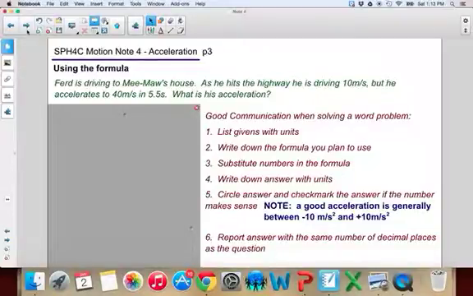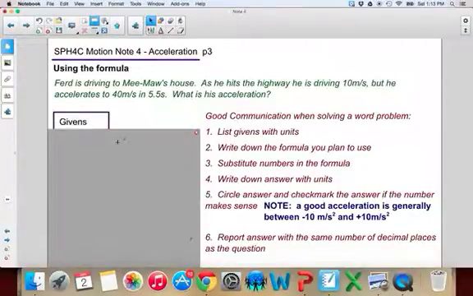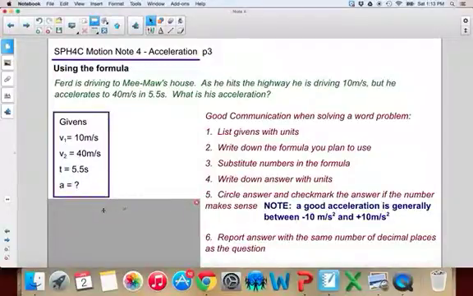So I wanted to write this out. I wrote it out on all the questions because something I do score you on is your communication, and I think communication helps you be a better problem solver. So it's important to me that you do this. So the first is that you list the givens with the units.